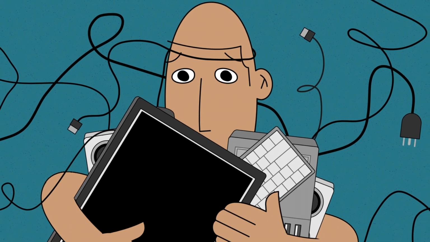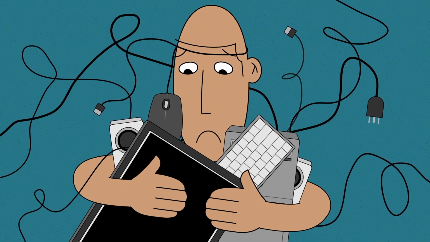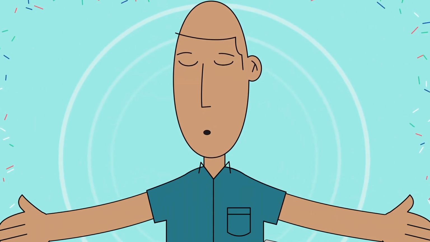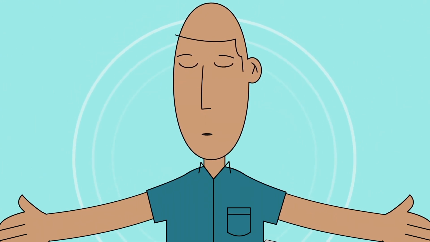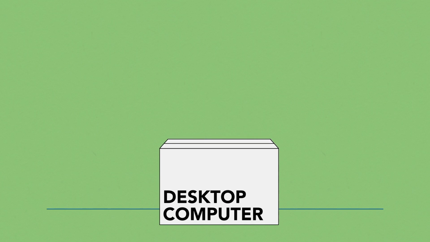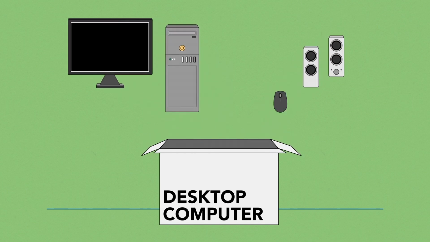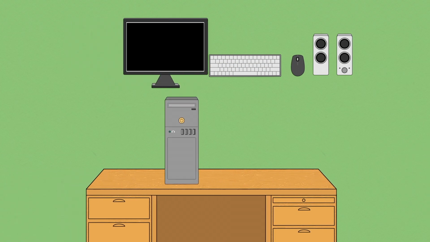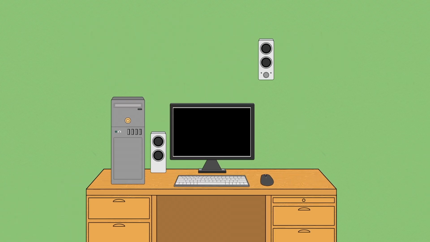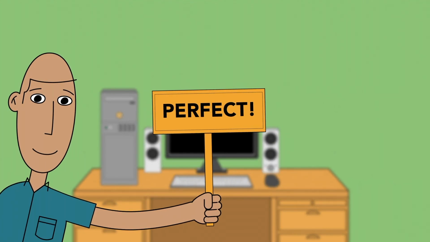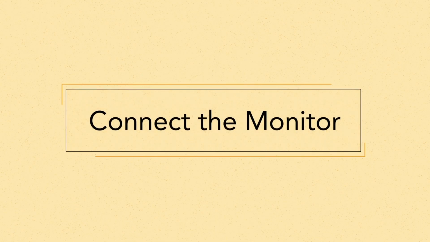Are you having trouble putting your computer together? Are you feeling overwhelmed? Don't worry. Take a deep breath. We're going to show you, step by step, how to set up a desktop computer. First, unpack everything from the box and remove any plastic covering or protective tape. Think about where you want your workspace to go and how you want to arrange the different components before you start plugging things in. Next, let's connect the monitor.